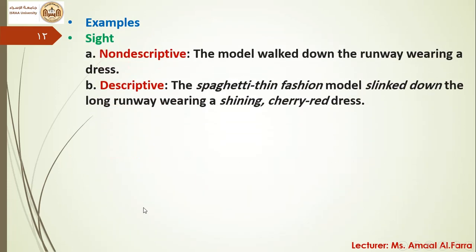Let's see the examples now. If I want to talk about sight, when I say the model walked down the runway wearing a dress, this is non-descriptive. To make it descriptive, we can say the spaghetti-thin fashion model slinked down the long runway, wearing a shining cherry red dress. Can you see here? All these words in italics are descriptive words added to this sentence. And they are related to what? To sight. We can see all these things.